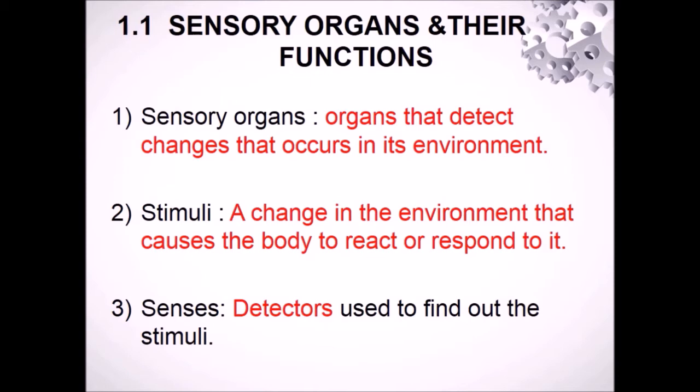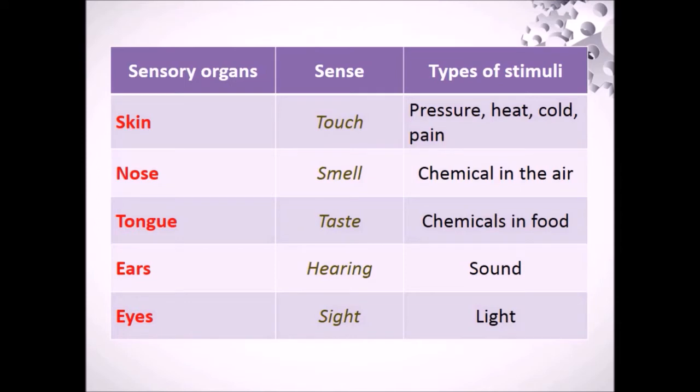The 5 senses that we have are the skin, nose, tongue, ears, and eyes. Skin, sense of touch. The types of stimuli include pressure, heat, cold, and pain. Nose, the sense of smell. The type of stimuli includes the chemicals in the air. While for the tongue, the sense of taste. The type of stimuli includes the chemicals in food. Ears, the sense of hearing, with the stimulus of sound.